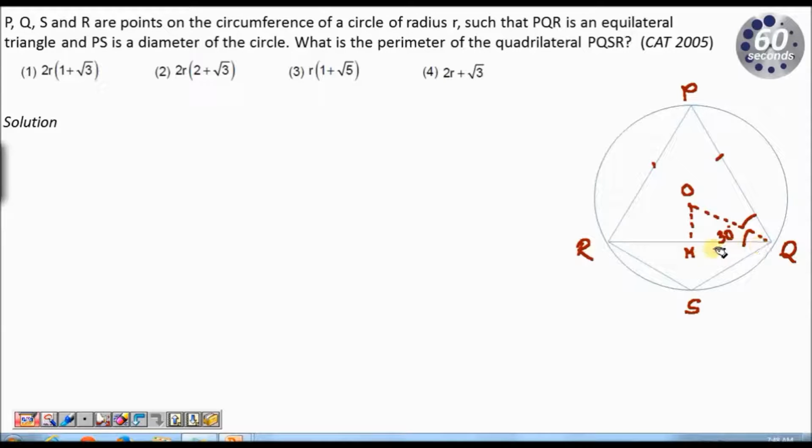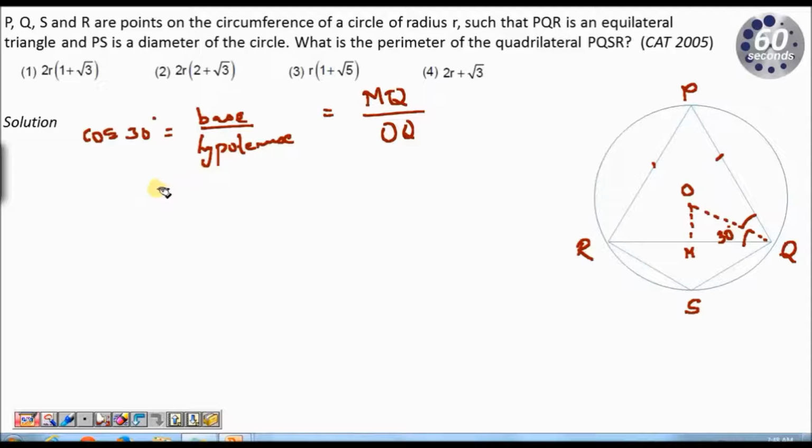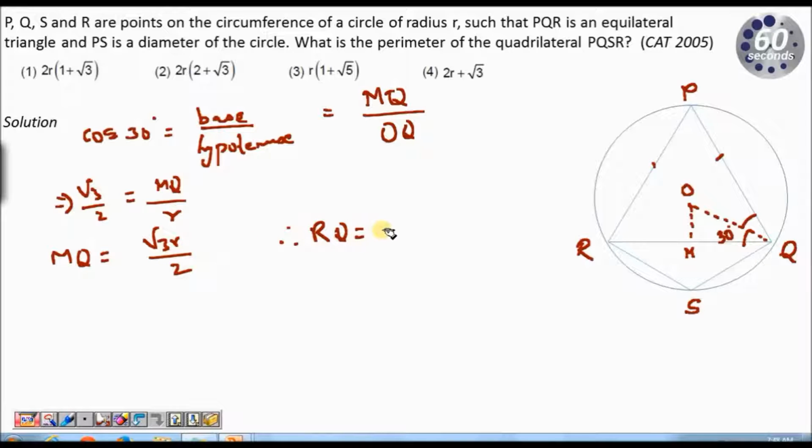So I can use simple trigonometry here. If I use cos 30 degrees, cos 30 degrees will be nothing but base by hypotenuse, which equals MQ by OQ. Now MQ is what I have to find out, and OQ I know is R, the radius of the circle, and cos 30 is root 3 by 2, which is equal to MQ by R. So from here I get MQ as root 3 R by 2. Therefore RQ will be twice of MQ, which is nothing but root 3 R, which will also be equal to PQ, and which will also be equal to PR.